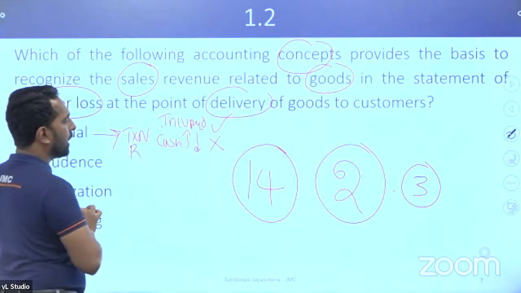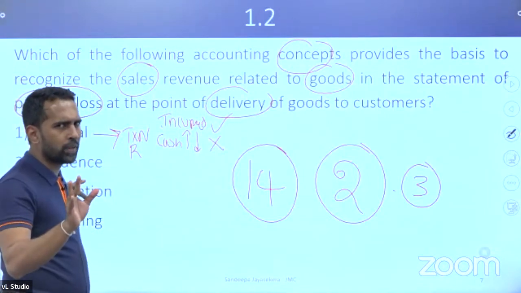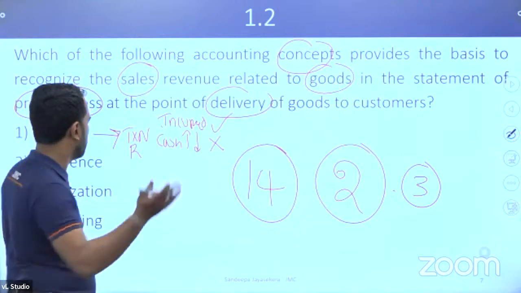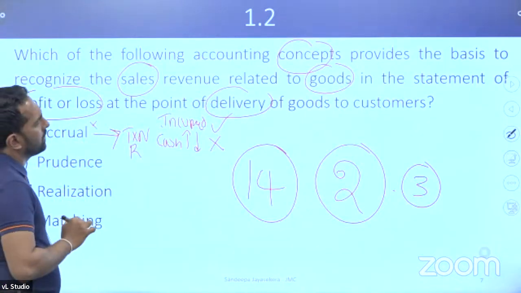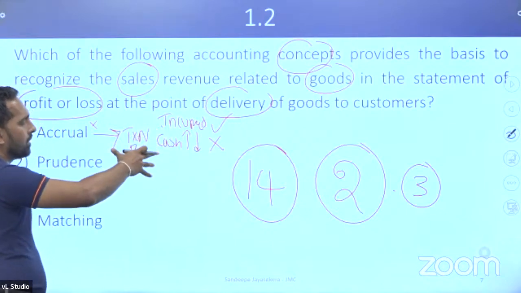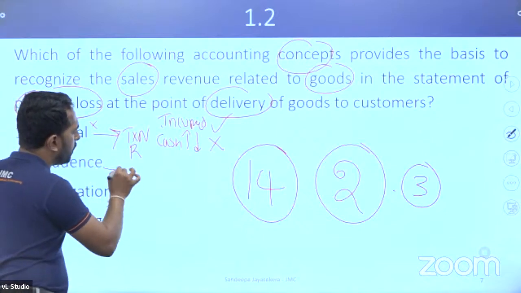Transaction shall be recognized as and when it is incurred, not at the point of cash receipt or the payment. So I think this one is not the correct answer. They are talking about the transaction being incurred, not at the point of cash receipt or the payment. Right? We look at the prudence concept.